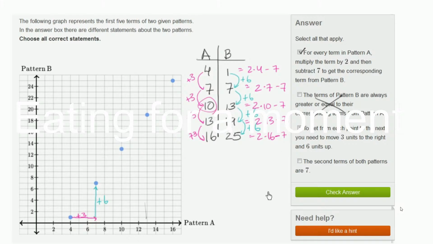So that is right. The second terms of both patterns are 7. Well, yeah, we see that right over here. The second terms are 7. We have 7 here, and we have 7 there. And so that is right as well. So the only one that doesn't apply is this second one. This is not right.